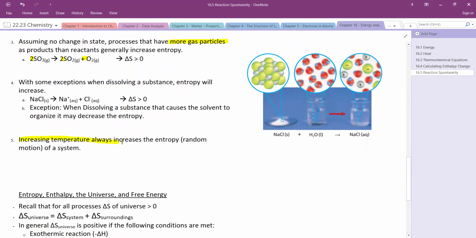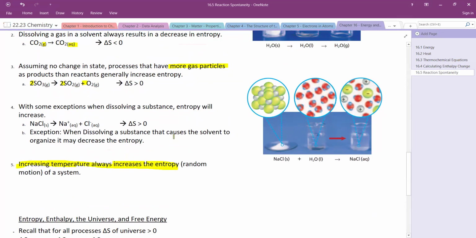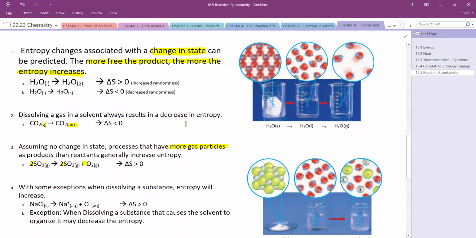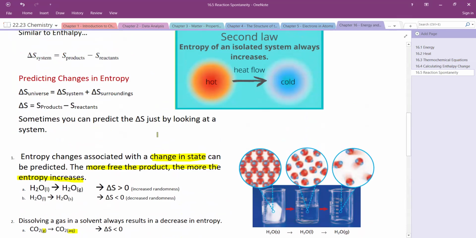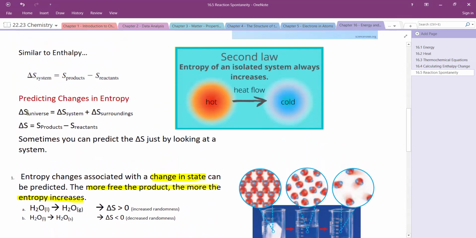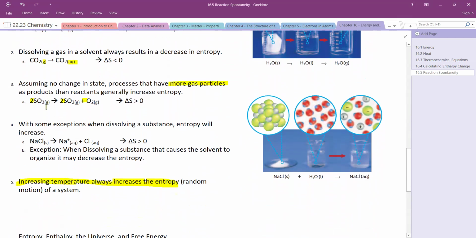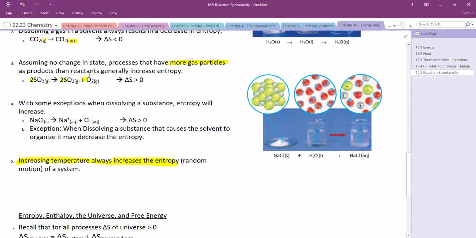So if we increase the temperature, we will always increase the random motion of our particles, right? And so therefore the system, right? And so that is entropy. Now, entropy is, again, a measure of disorder, and we know that delta S of the universe is always going to be increasing, but that does not mean that every single process that happens will increase the randomness of our system.